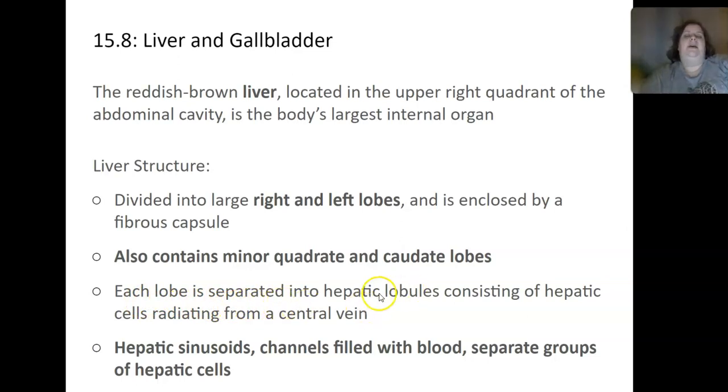Each lobe is separated into hepatic lobules, consisting of your hepatic cells radiating from a central vein. Hepa just means liver when you break it down. So hepatic sinusoids are channels that are filled with blood, and they separate groups of the hepatic cells.